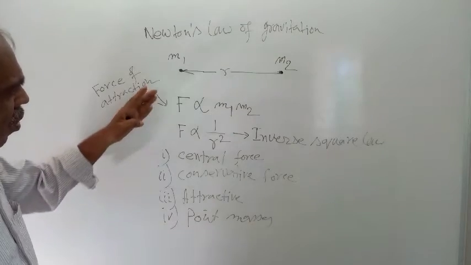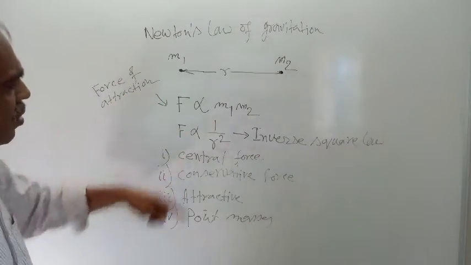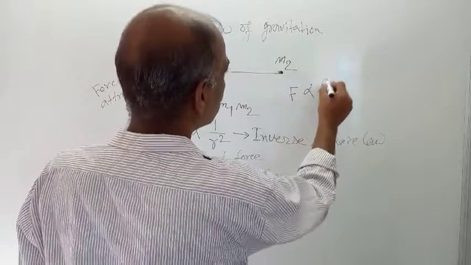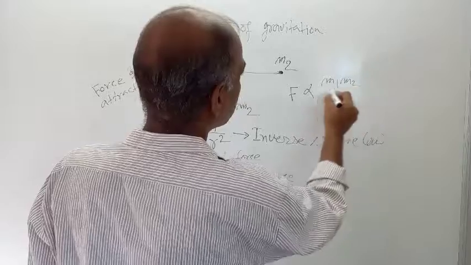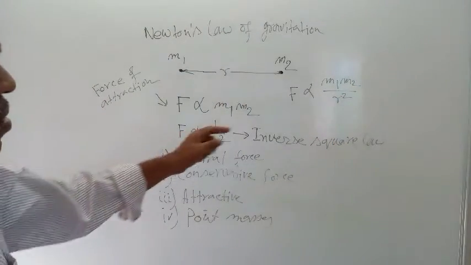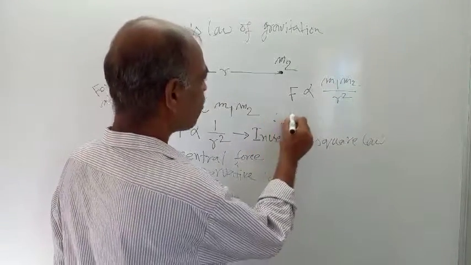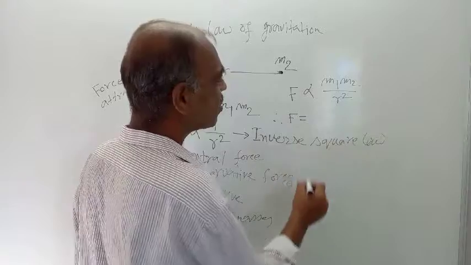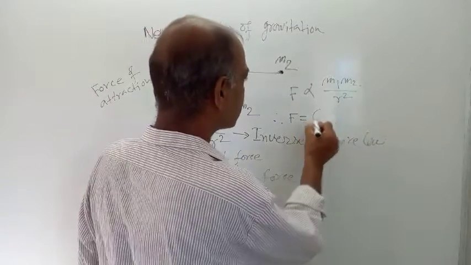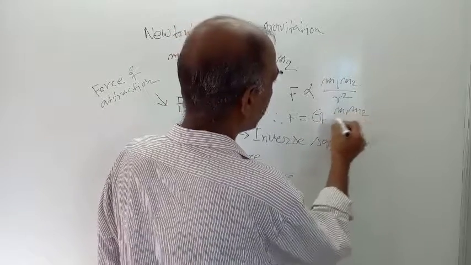So if you combine these two, then what you will get is F is directly proportional to m1 into m2 divided by r square. Therefore, F must be equal to a constant into m1 m2 by r square. That constant is denoted by capital G. So F equals G into m1 m2 by r square.